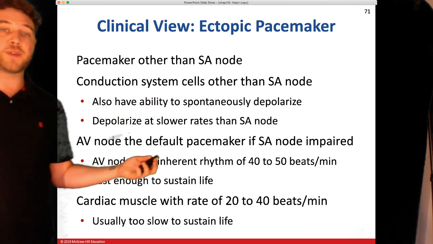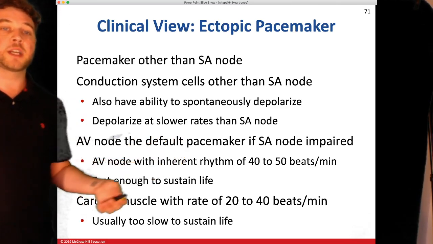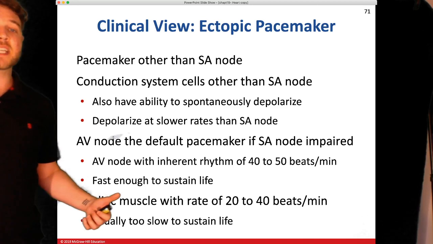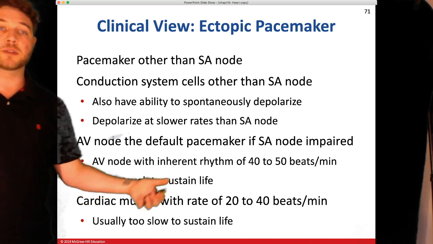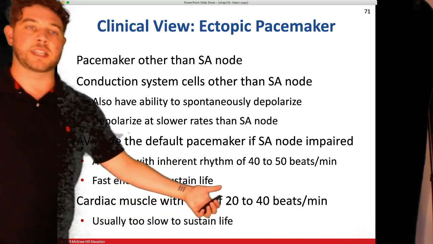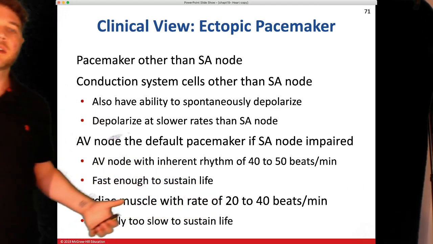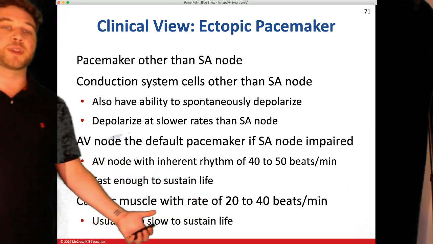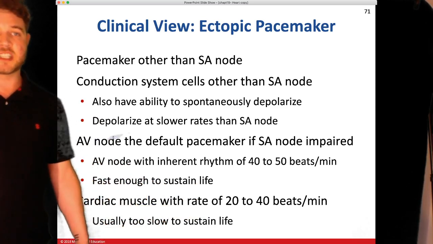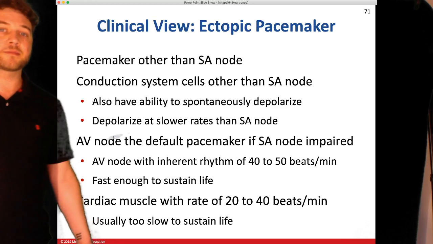The AV node is a default pacemaker if the SA node is impaired, with an inherent rhythm of 40 to 50 beats per minute. It's fast enough to sustain life, so it'll work, but you'll be weaker. In your cardiac muscle, with a rate of 20 to 40 beats per minute, that is usually too slow to sustain life. So it's not great.